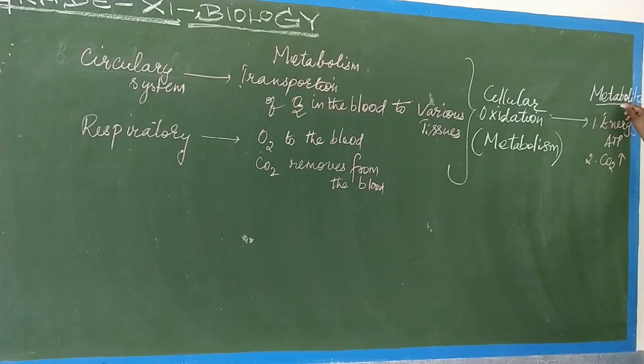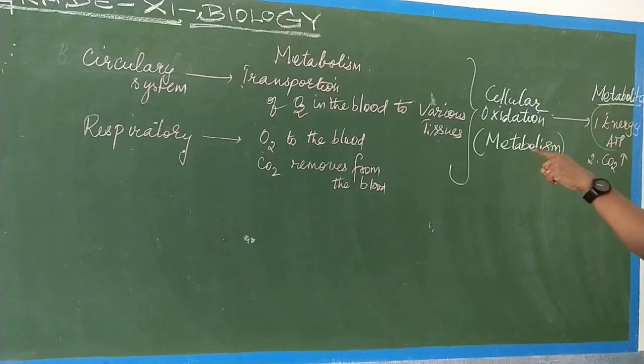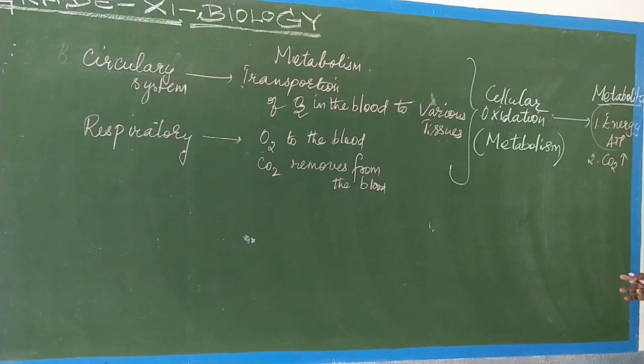So, what is the metabolite of the circulatory system and the respiratory system? The circulatory system and respiratory system transport oxygen and take back carbon dioxide. The oxygen brings about the cellular oxidation and as a result we will be getting ATP molecules.